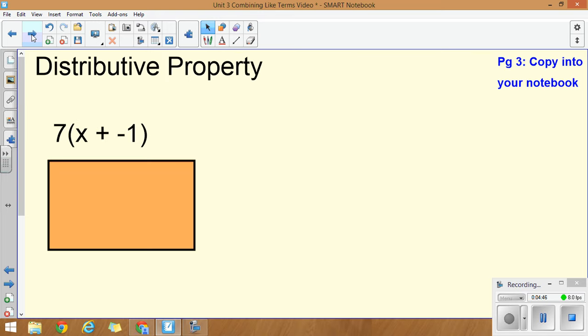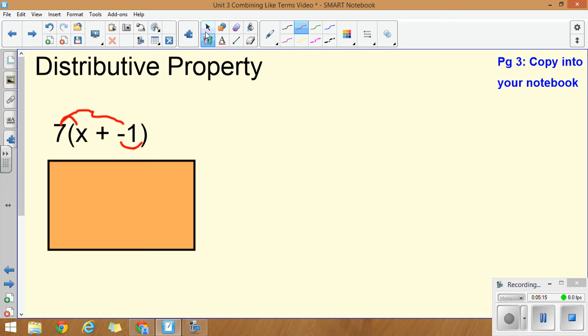In the last example, 7 times the quantity of x plus -1. This -1 is the sign, not the operation. Okay, so I want 7 of everything in this parentheses. So 7 is going to be multiplied to x. 7 is going to be multiplied to this -1.